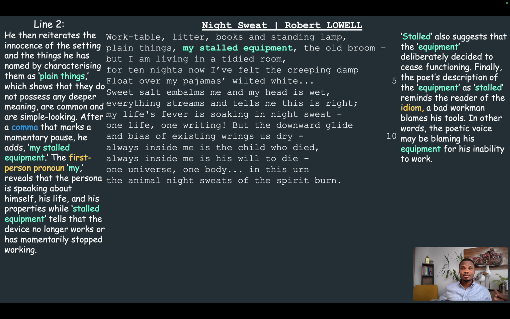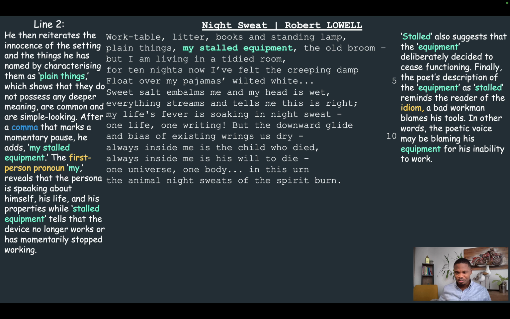Finally, the poet's description of the equipment as stalled reminds the reader of the idiom, a bad workman blames his tools. That's what I just thought about when I read it and it says, stalled equipment. In other words, the poetic voice may be blaming his equipment for his inability to work or write or whatever it is, but then it's stalled. So why can't you achieve, or why can't you do ABC? Well, because my equipment is stalled.